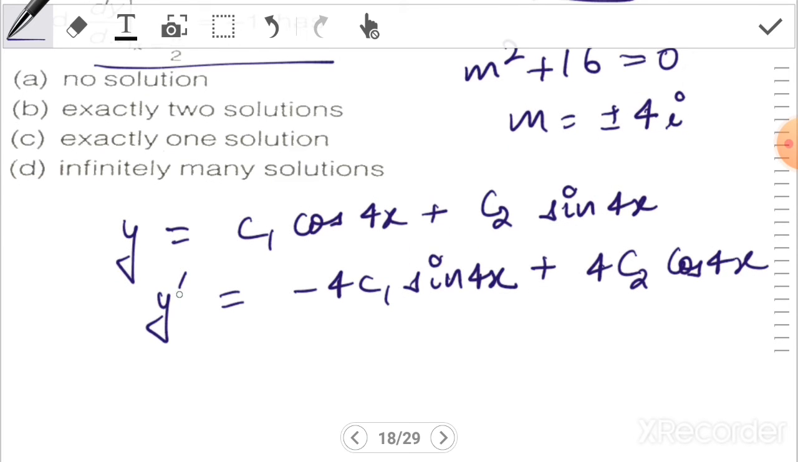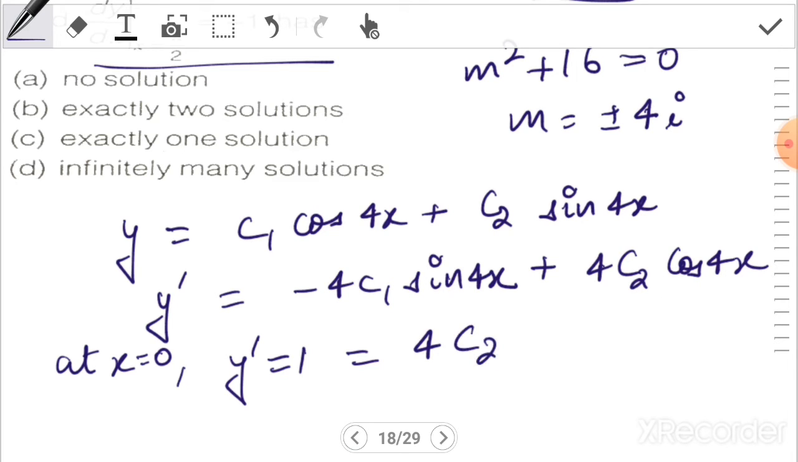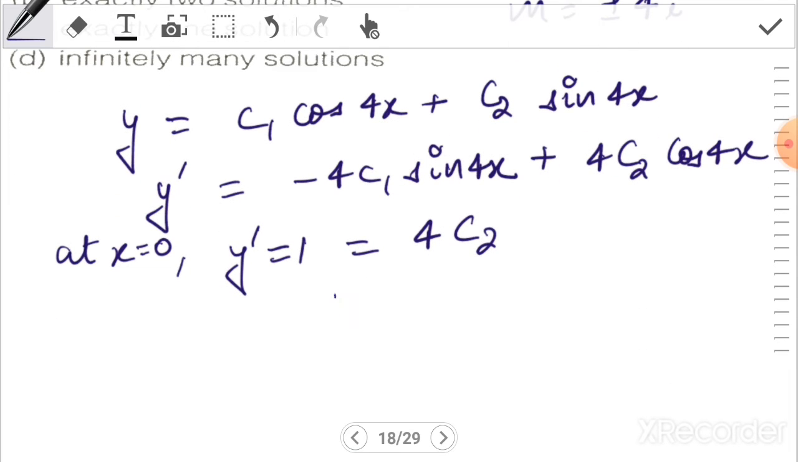So at x = 0, y' = 1. Sin 0 is 0, so this will be equal to 4c2 cos 0, that is 4 times c2, and cos 0 is 1, so that gives c2 = 1/4.